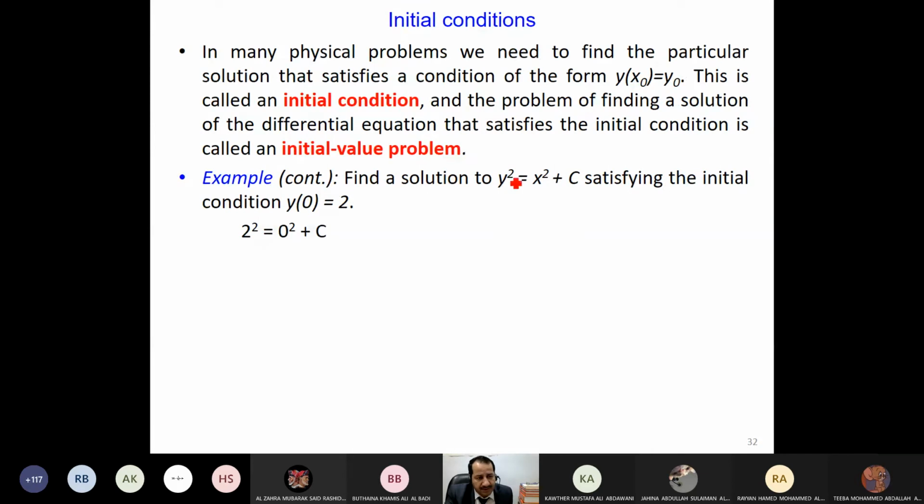Now, see the previous function here. I just solved it. It told me when x is 0, y is 2. So I will come here: 2 squared equals 0 squared plus c, as you can see here. Solve it, we got c equals 4. Then I will say, okay, then y squared equals x squared plus 4. Very simple.